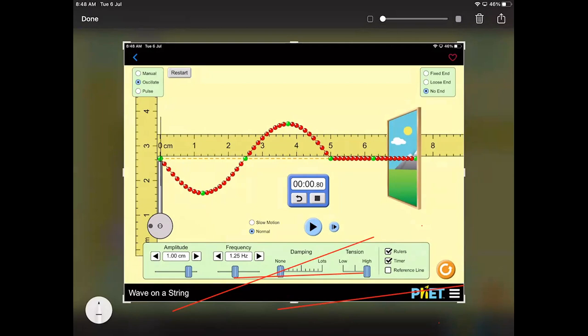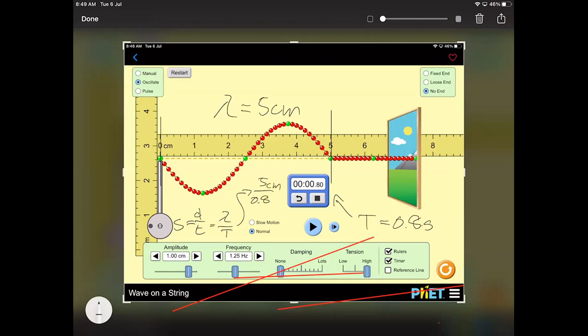There's the one. We can do the second measurement, that's there. And we can say that the wavelength is equal to 5 centimeters. The period is over here. The T is equal to 0.8 seconds. And then we can do the calculation here in the bottom left-hand corner. Speed is equal to distance over time, is equal to wavelength over period, which is equal to 5 centimeters divided by 0.8.